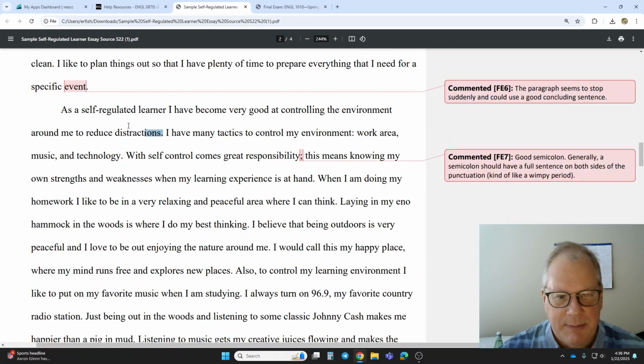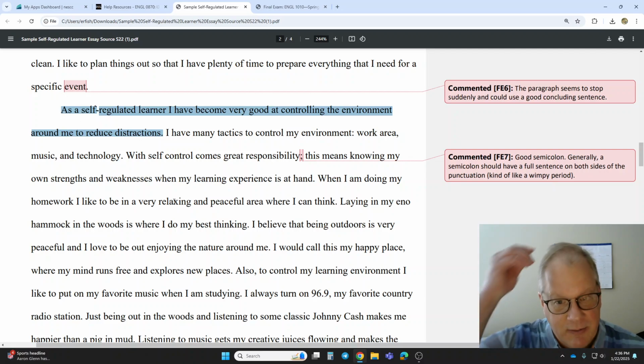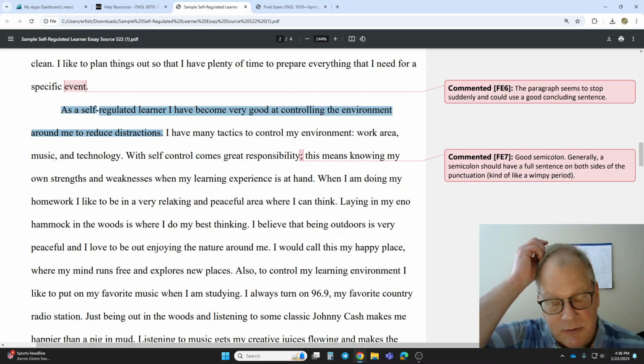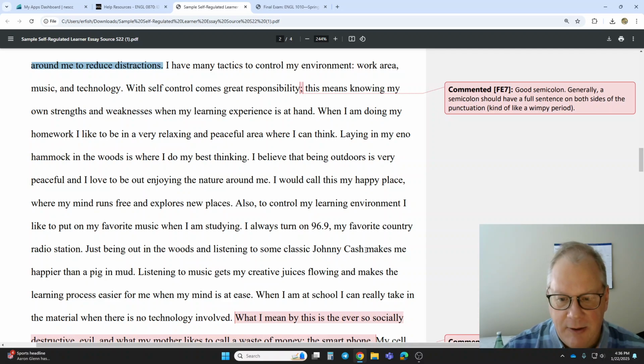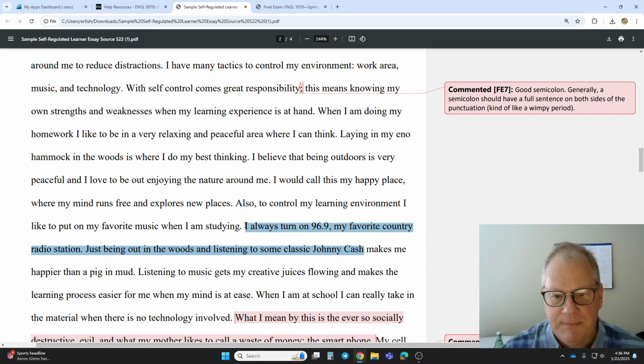Then again, another good topic sentence. "As a self-regulated learner, I've become very good at controlling the environment around me to reduce distractions." And then she gets into details about that. Notice getting as specific as possible.